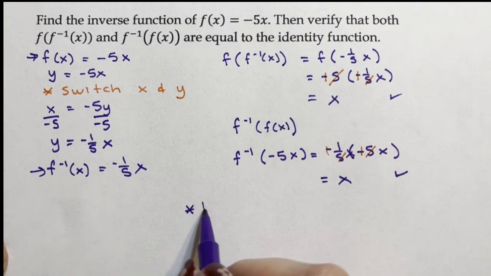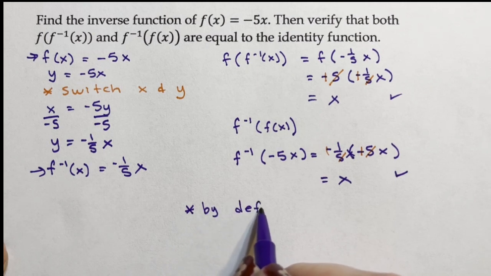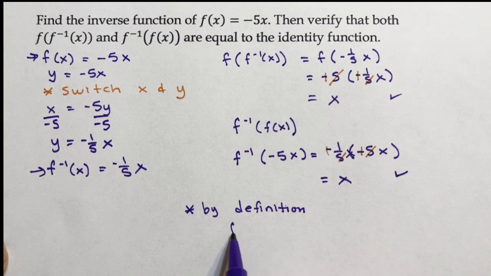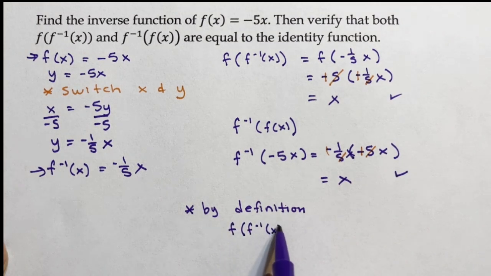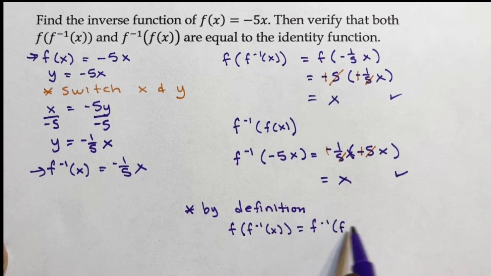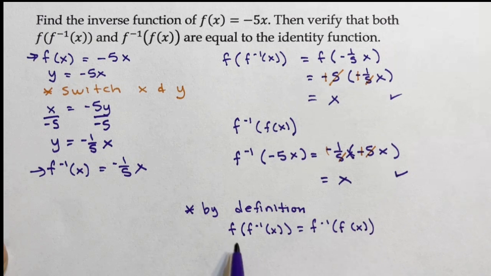For the record, by definition, if the composite of the function and the inverse, and the composite of the inverse and the function, are all equal to x, then you have inverse functions. So by definition, this all worked.